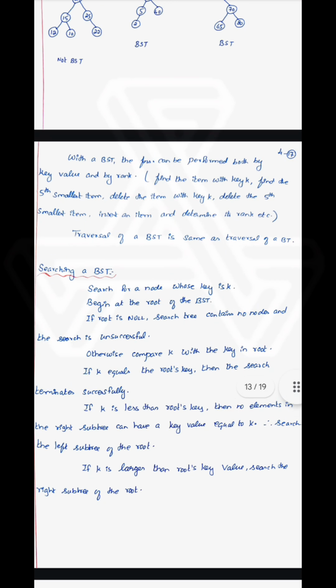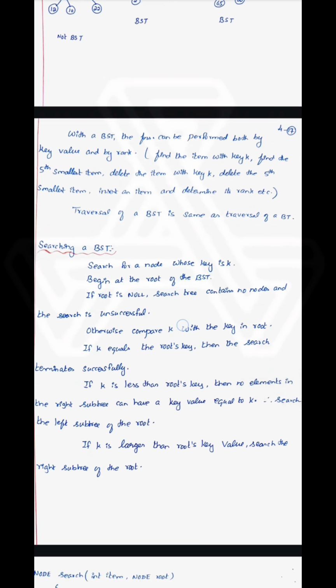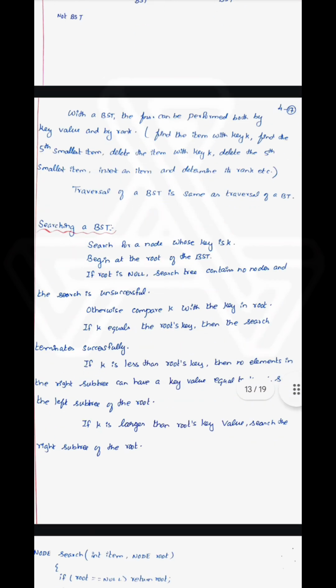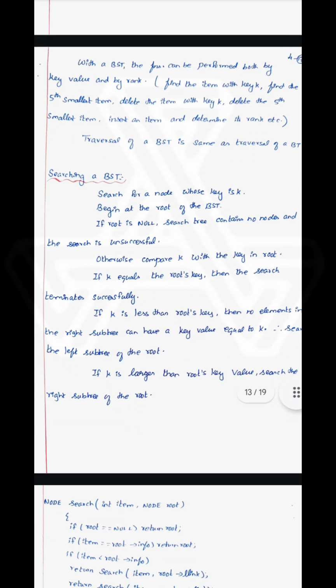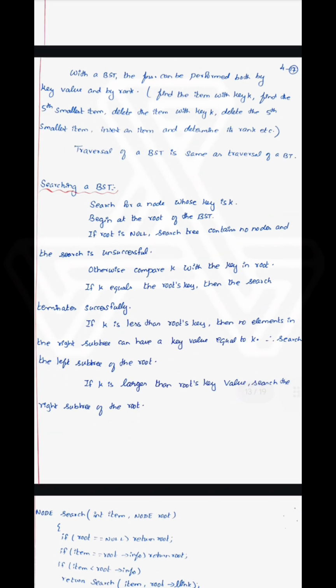Find the item with key K. Find the fifth smallest item. Delete the item with key K. Delete the fifth smallest item. Insert an item and determine its rank, etc. Traversal of a BST is the same as a traversal of a BT.